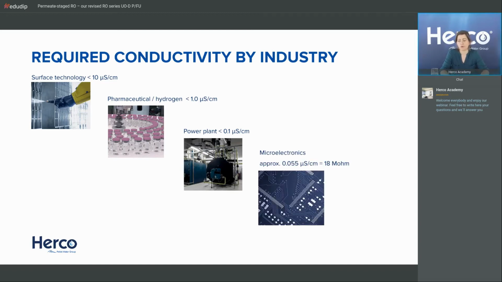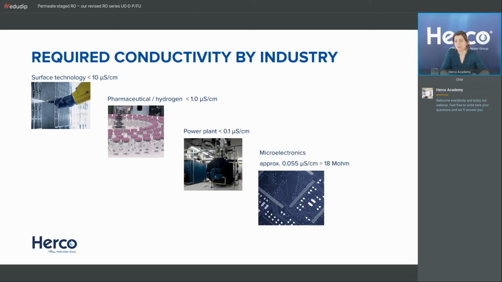And finally, if you go to microelectronics, for example, you go down to the really theoretical limit under 0.1 microsiemens per centimeter. And here you can see already why it's easier to use resistivity. The difference between 0.1 and 0.05 something doesn't look like much. It is actually a big difference. And in mega ohm, you would go from 10 mega ohm to 18. So there you actually really see that you are changing the quality specifications.